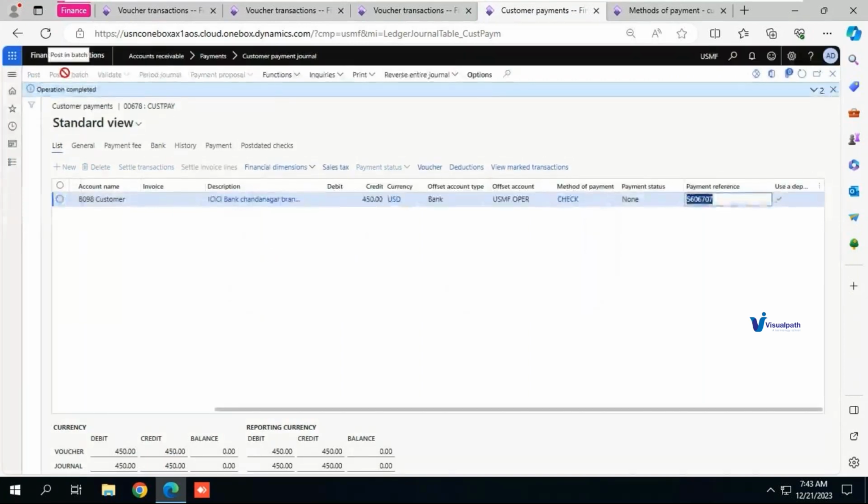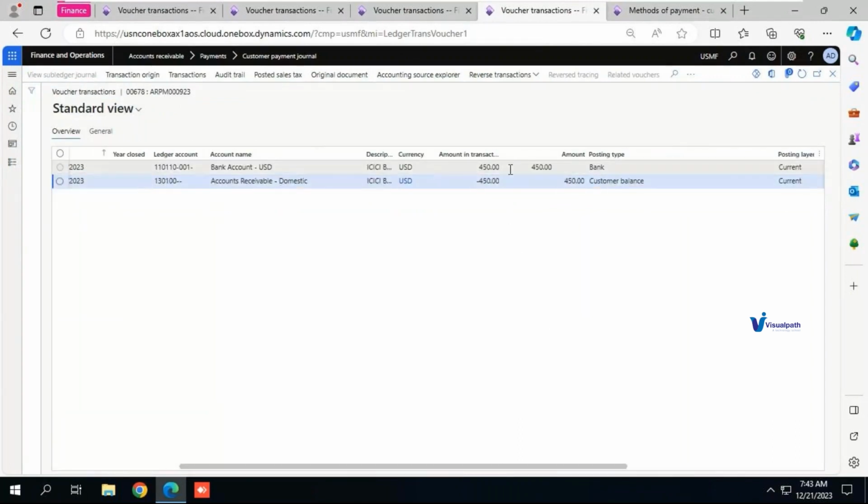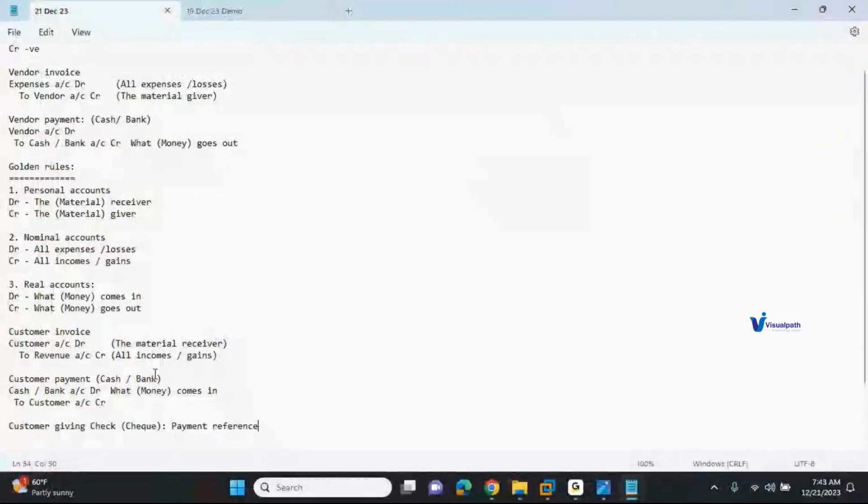So once it is posted, it is a debit to the cash or bank account and a credit to the customer account. That is this one. Cash or bank is where money is coming in to me, from the customer.